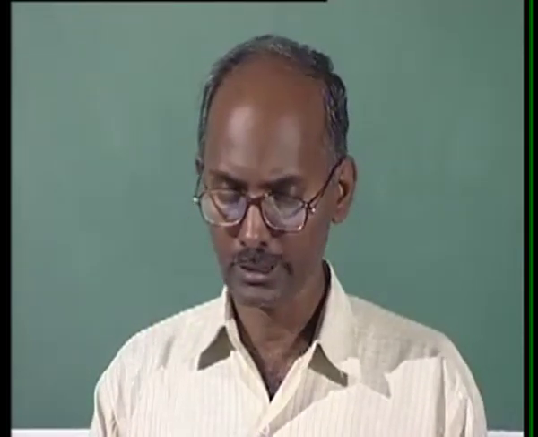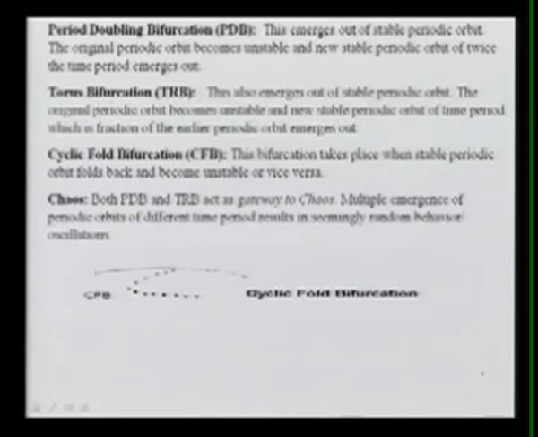So other dynamic bifurcations are the period doubling bifurcation, also called the PDB. This emerges out of a stable periodic orbit. The original periodic orbit becomes unstable and a new stable periodic orbit of twice the time period emerges out.